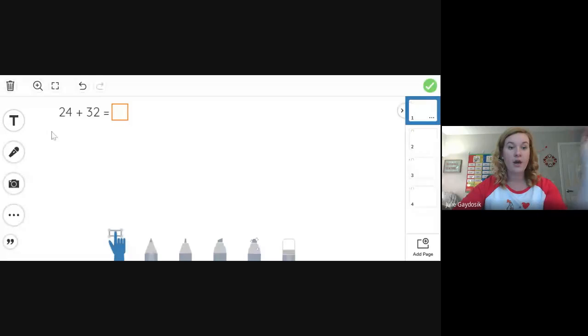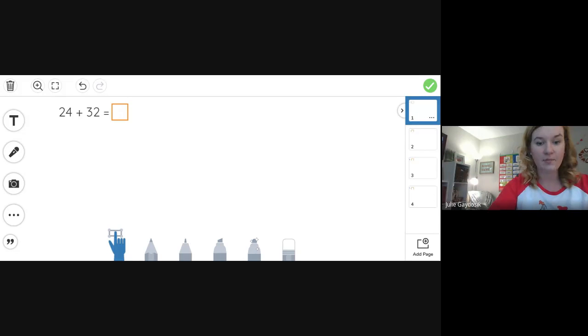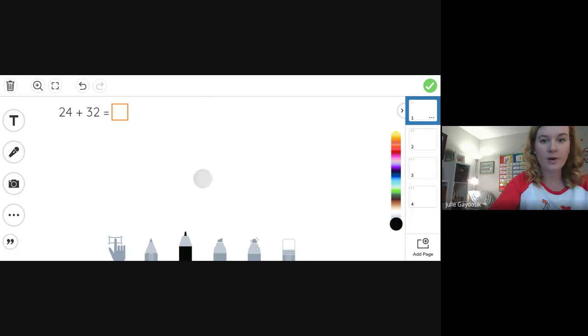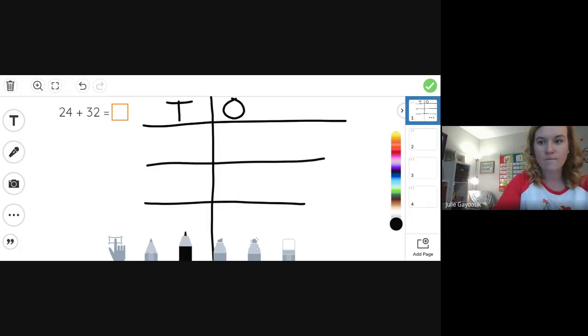Okay, so this one, we're going to solve it with base 10 blocks. So, okay, 24 plus 32. So remember, we draw out our tens and ones chart. Okay, I'm going to put 24 here, and then I'm going to put 32 here.